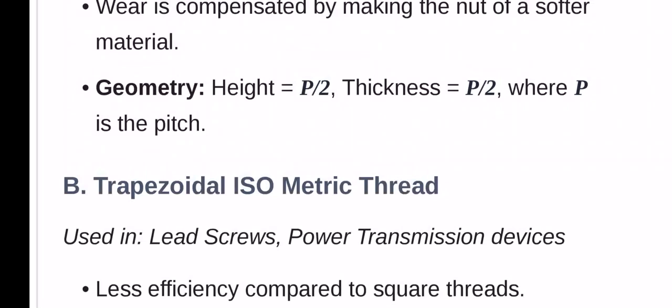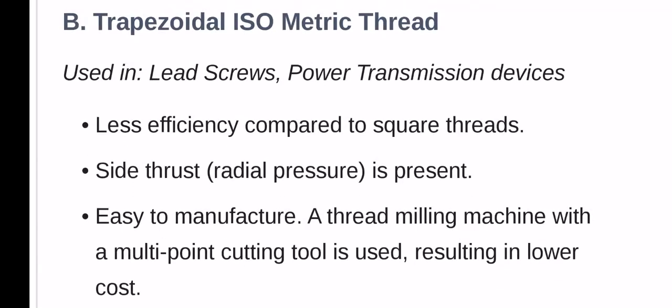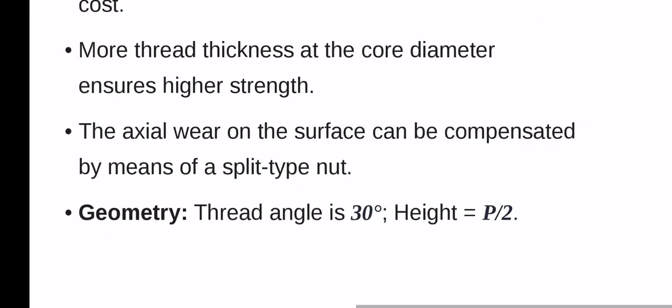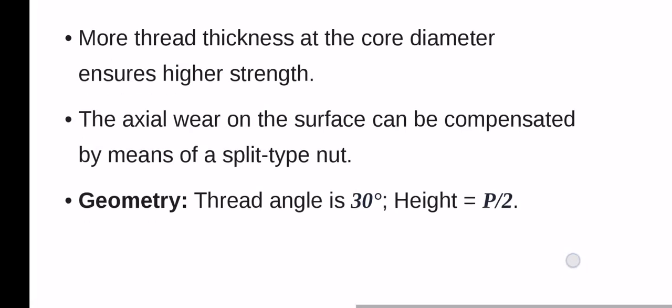Trapezoidal threads are used in lead screws and power transmission devices. They have less efficiency compared to square threads, and there is a high radial pressure. They are easy to manufacture, using a thread milling machine with a multi-point cutting tool, resulting in lower cost. More thread thickness at the core diameter ensures higher strength. Axial wear on the surface can be compensated by means of a split type nut. Geometry: thread angle is 30 degrees, height b by 2.